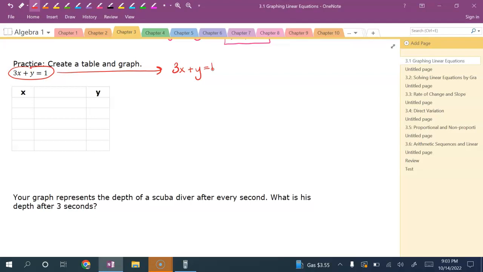So you need to move that 3x. So what you should do is subtract 3x from both sides. You're going to have y equals negative 3x. Remember, the x always comes first, plus 1. So now go ahead and try to finish this problem.